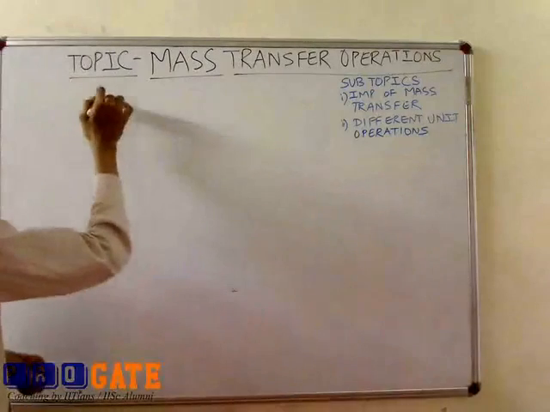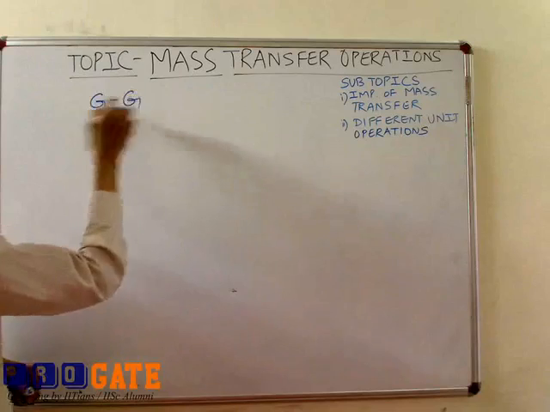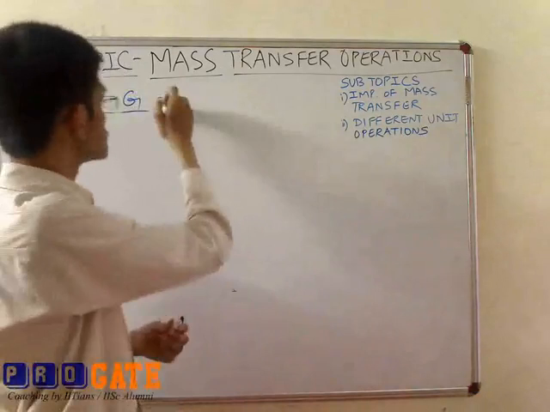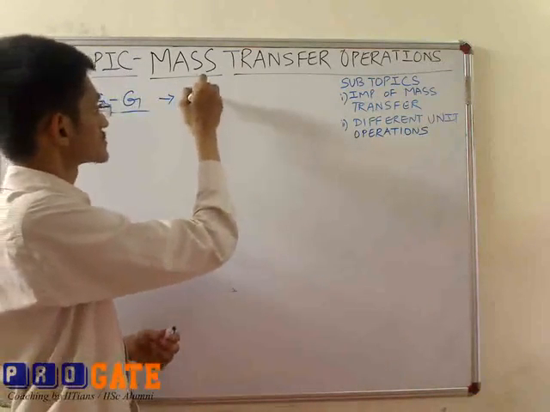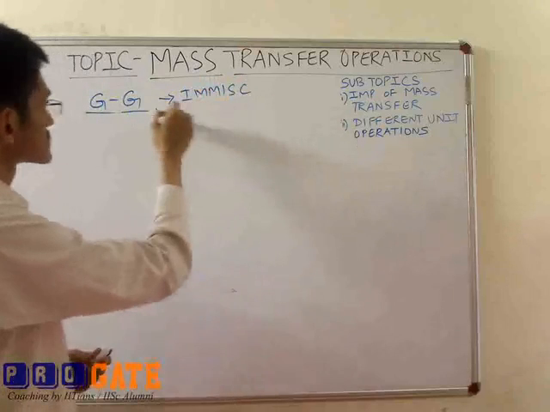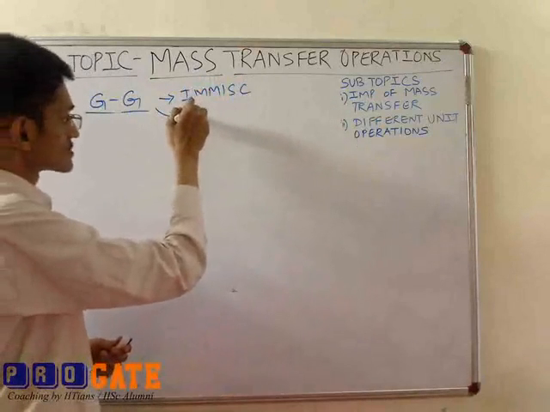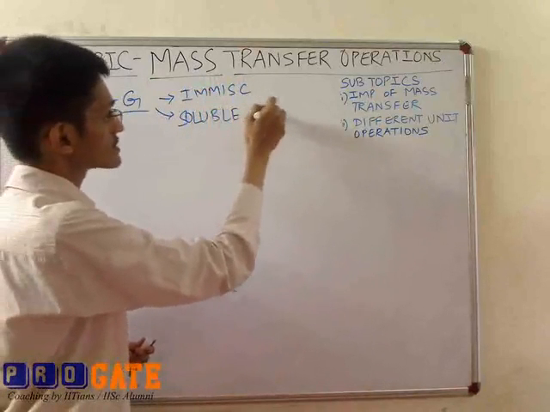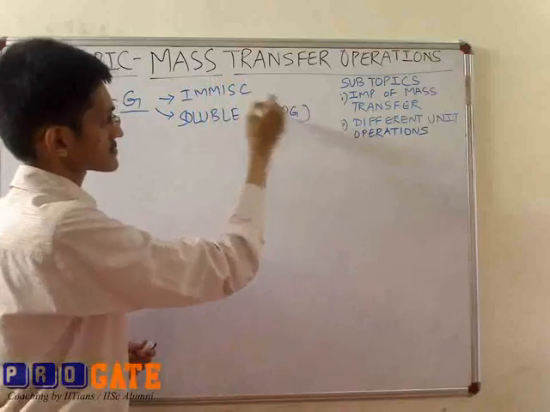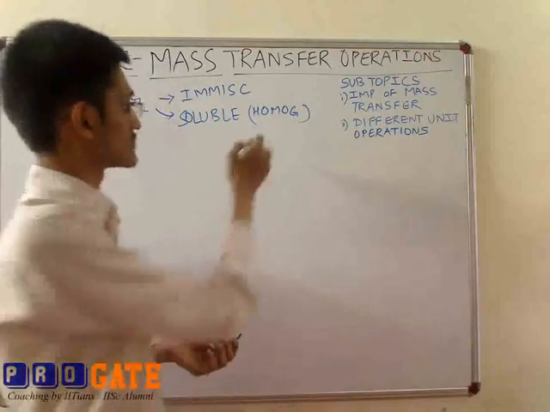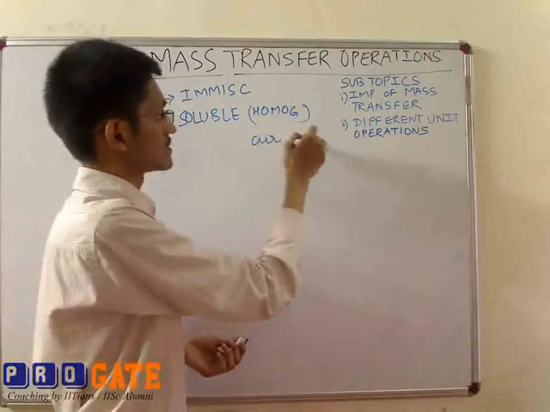So now for the first category, that is gas and gas, very few exceptions are there where we have an immiscible mixture of 2 gases, whereas normally it's a soluble mixture. 2 gases are soluble in each other, so we have a homogeneous mixture, maybe air plus ammonia or air plus CO2. Air itself is a mixture of many gases.